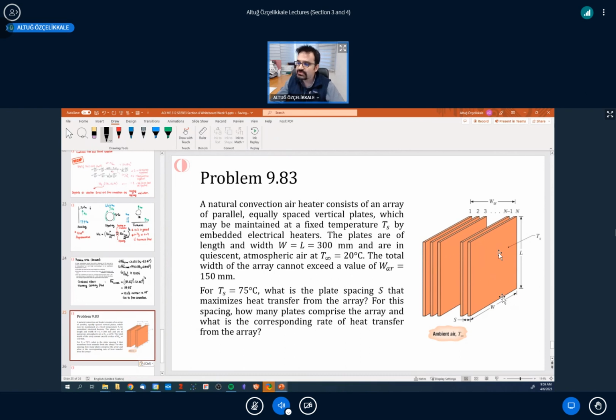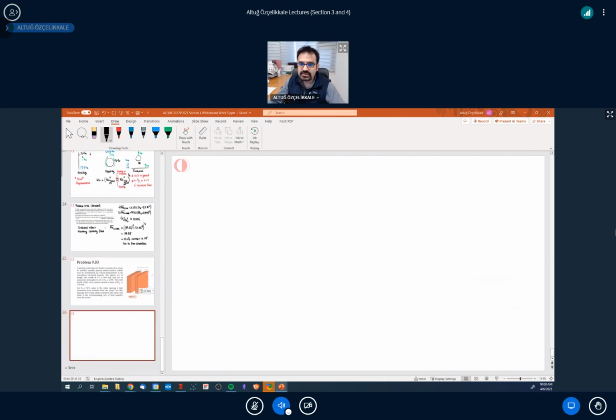This is an optimization problem because we have a limited footprint area, limited space. We are being asked to contain this array within a distance range of 150 millimeters. The surface temperature is given. And the question is, what is the plate spacing that maximizes the heat transfer from the array? And for this spacing, how many plates comprise the array, and what is the corresponding heat transfer rate from the array? Let me bring an inset of this problem to the corner of my screen.